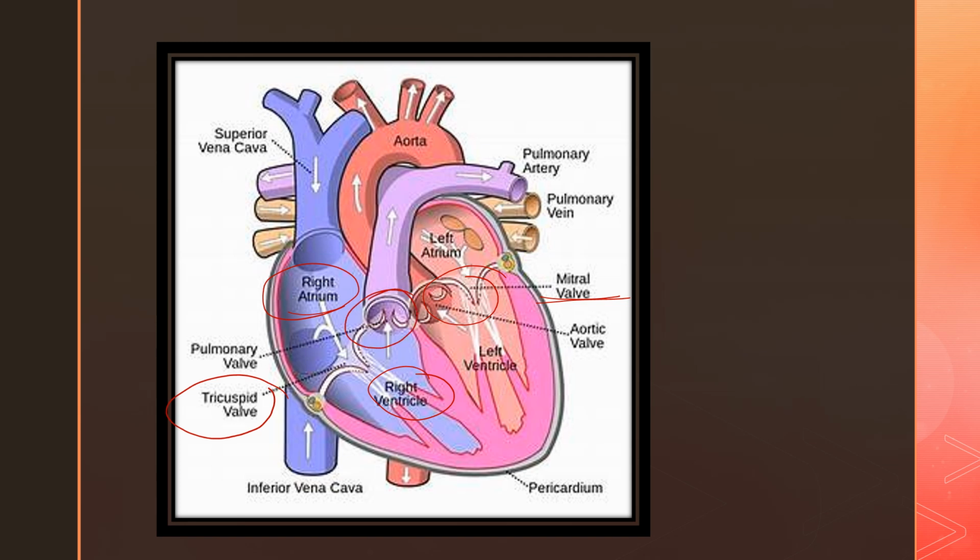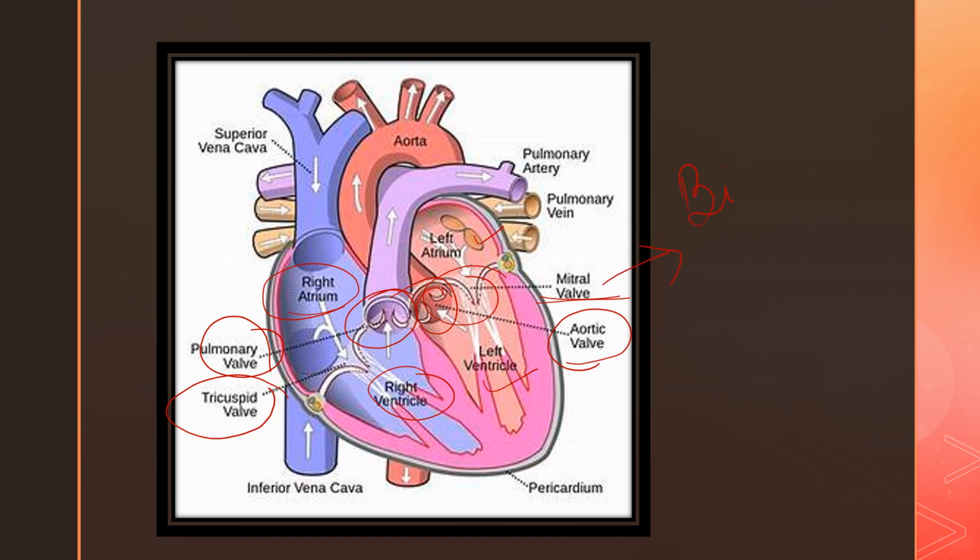All the valves present in the mouth of these veins or arteries prevent the backflow of the blood into the previous part. Okay, so in the base of the aorta, there is the aortic valve. In the base of the pulmonary artery is the pulmonary valve. In between the right atrium and the right ventricle is the tricuspid valve, and in between the left atrium and the left ventricle is the mitral valve, or it is also called the bicuspid valve.